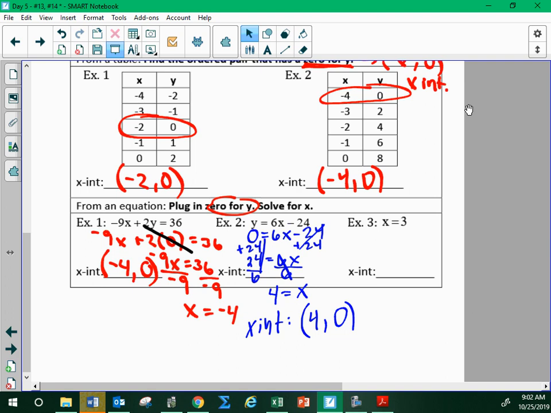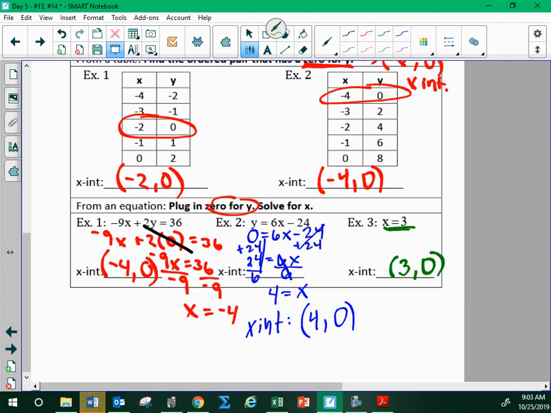All right, for my last one here. Again, for your x-intercept, put in 0 for y. Do I have a y? No. Guess what your answer is? 3. Y is still 0. Does anyone know what type of line this is? Very good, vertical. It's a vertical line. That's something we'll talk about, I think, next unit or the unit after.